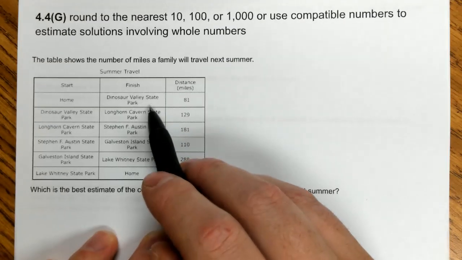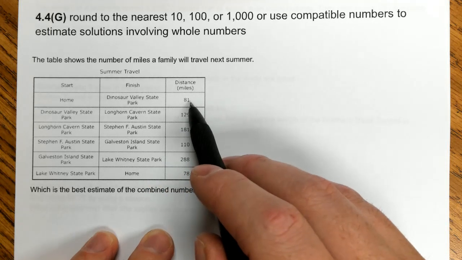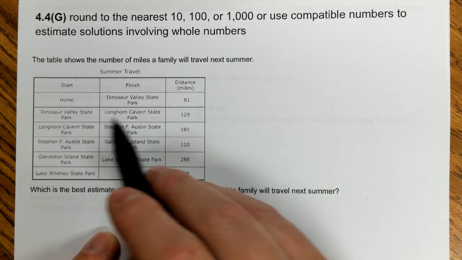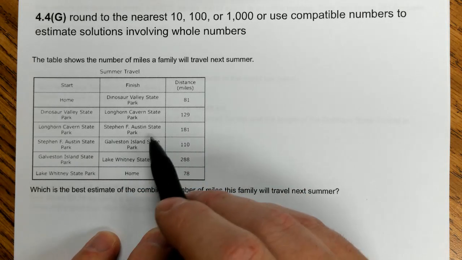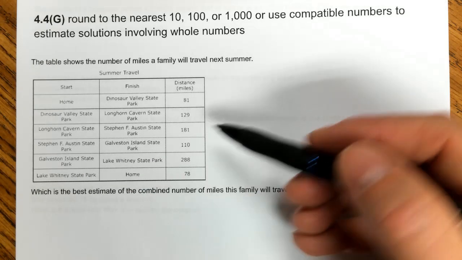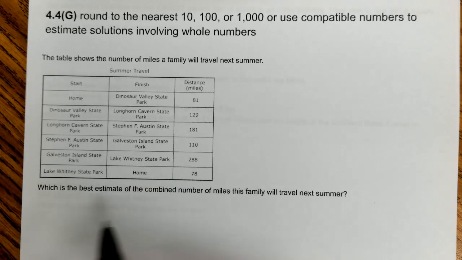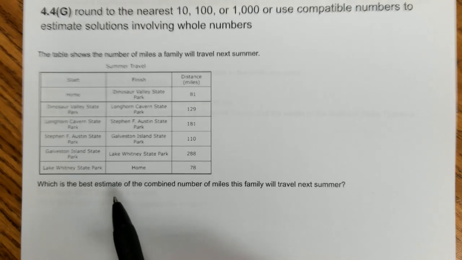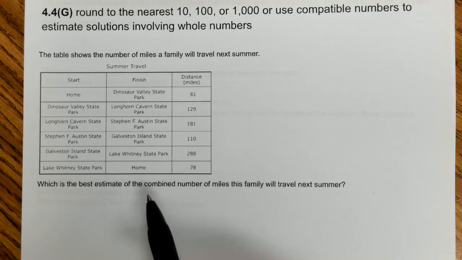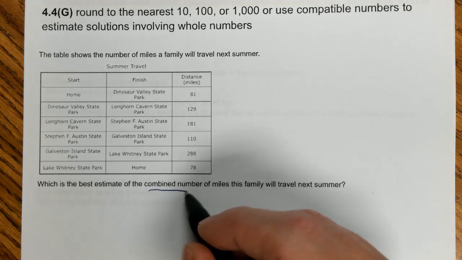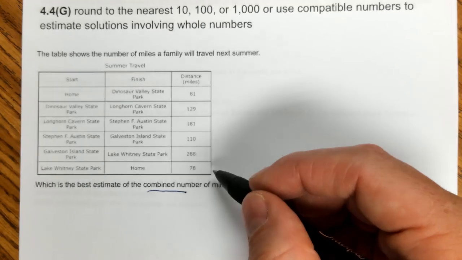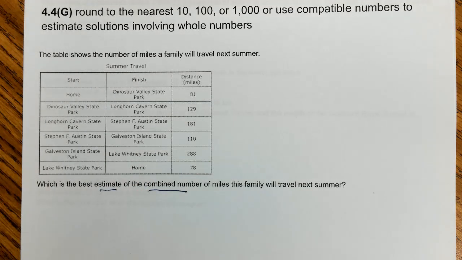Home to Dinosaur Valley State Park is 81 miles. They're going to go from that park to the Longhorn Cabin, 129. The Longhorn Cabins to Stephen F. Austin State, 181, and so on. It's asking us for the best estimate of the combined number of miles that this family will travel. What it's asking us to do is to combine these numbers together using the process of estimation.